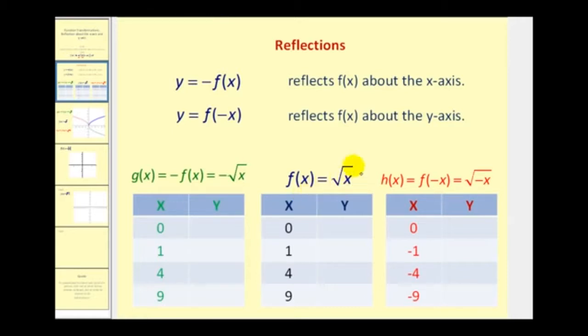If f of x equals the square root of x, then to determine y we would take the square root of these x values. So the square root of 0 would be 0, square root of 1 is 1, square root of 4 would be 2, square root of 9 would be 3.